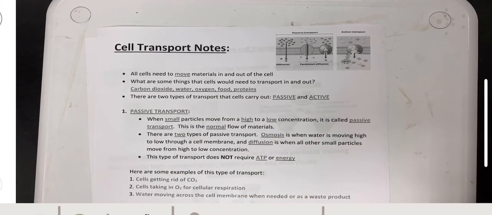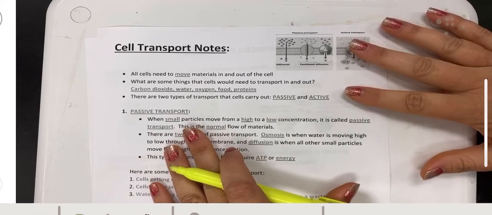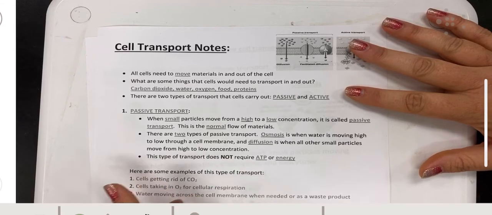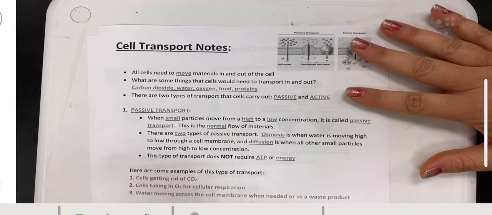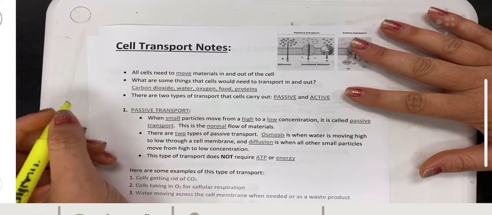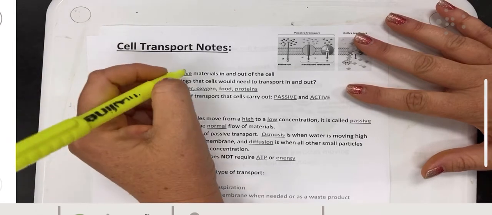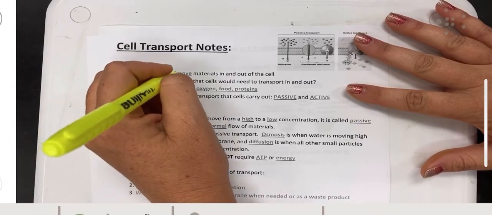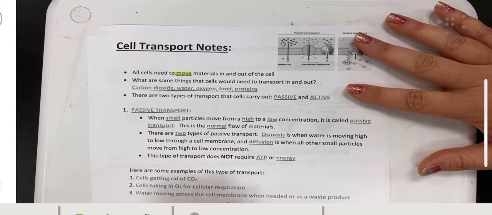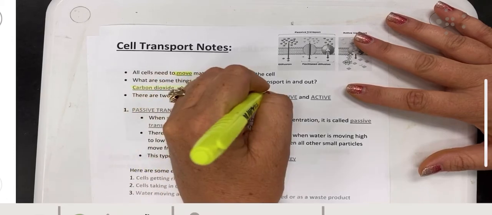So first off, you need to know this. Some of this is a review. Some of this isn't, all of this is in your vocab from this week. You can print these notes out if you'd like, or just annotate them in the document that you've been given. So all cells have to have the movement of materials, not just in and out. Movement of materials doesn't stop. So all cells need to move materials in and out of the cell, not just proteins, but all of these things and some. So I'm going to highlight that.